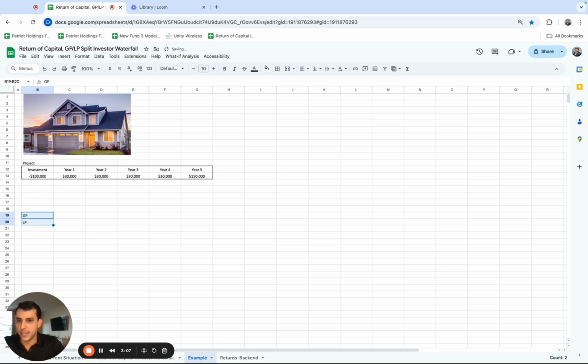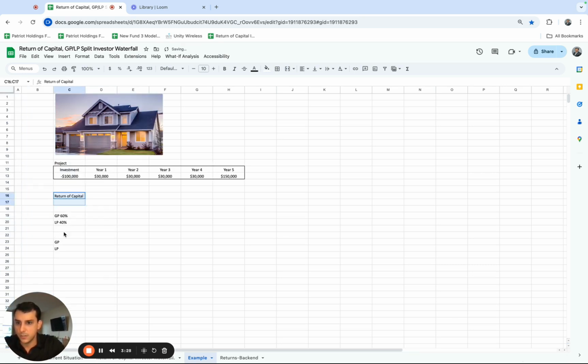So in this case, let's pretend it's going to be a return of capital. And then it's going to be a GP-LP split. We'll say the GP gets 60%, the LP gets 40%. So in this case, let's do this just to make it a little bit easier. We're going to say LP, return of capital. So the LP invests $100,000. So first, all this cash flow first has to go to pay back the $100,000.